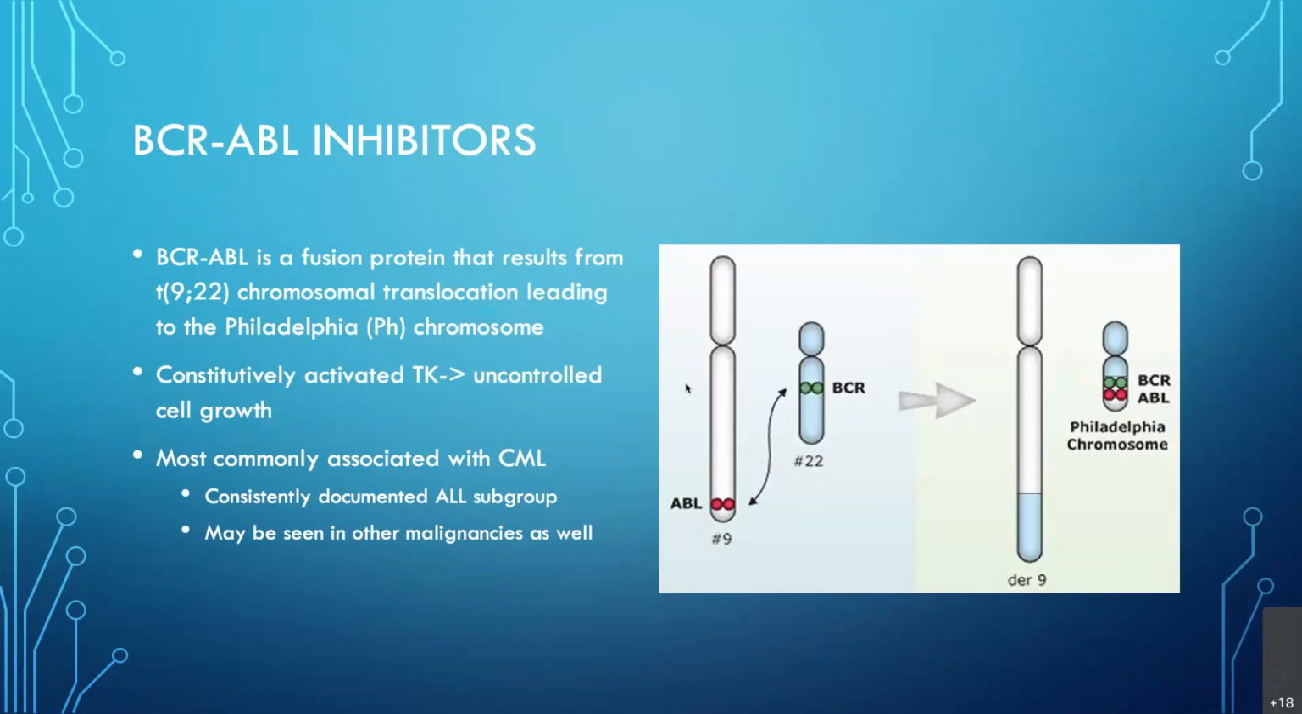So BCR-ABL inhibitors, this is a fusion protein of a translocation between chromosomes 9 and 22, leading to the Philadelphia chromosome, which leads to constitutively activated tyrosine kinase and uncontrolled cell growth. Most commonly associated with CML, but has been documented or does influence other malignancies, most notably ALL as well.